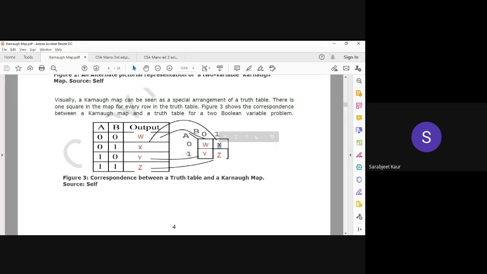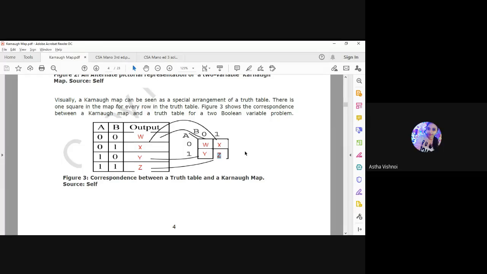Now, next is when A is equal to 1 and B is equal to 0, what will we get? We will get a Y here. And the final one is when A is equal to 1 and B is also equal to 1, that is Z, represented here. Is this clear, beta?